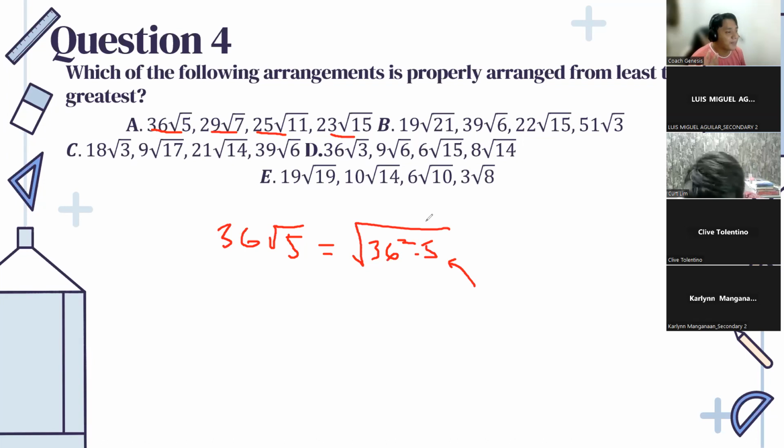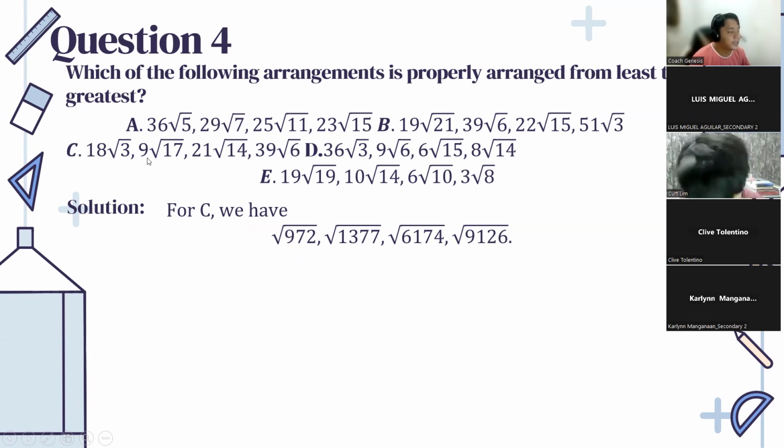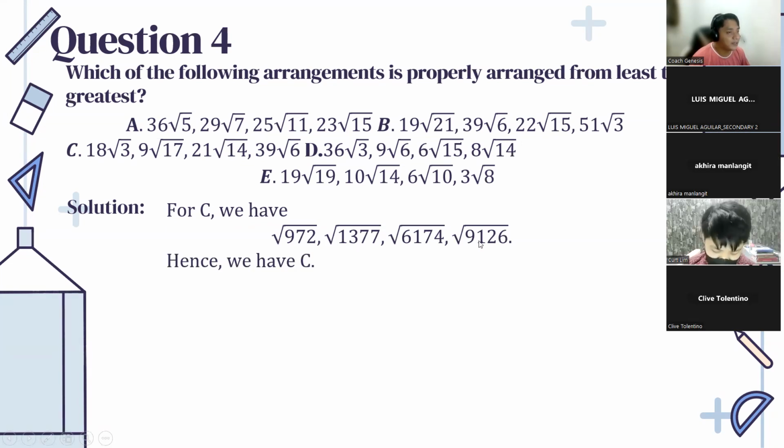Anyways, let's continue. So if you were to do this strategy, if you look at C, you have 18 squared times 3, we have square root of 972. 17 times 9 squared, 1,377, and so on. So you have square root of 6,174 and square root of 9,126. So since the values of the radicand is increasing from least to greatest, then the answer is C. So that is for number 4. Okay, next one.